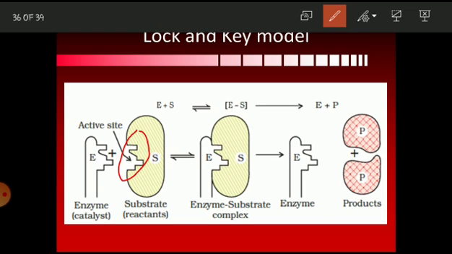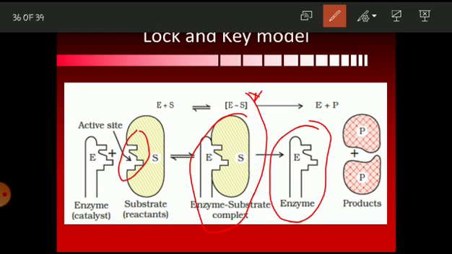Just as you fit a key into a lock, in the same way the substrate fits into the enzyme and it forms the enzyme substrate complex. This forms what? The enzyme substrate complex, which has high activation energy. What about activation energy? It is high. So it is unstable and being unstable it will undergo decomposition. The enzyme remains as it is after the completion of the reaction, but the substrate gets changed into product. So we will get 2 different products. This mechanism is called the lock and key model.